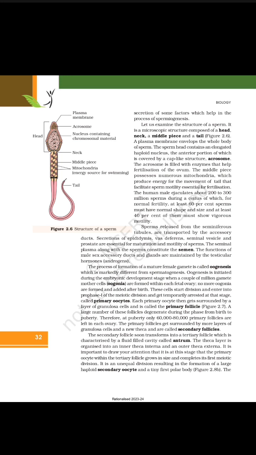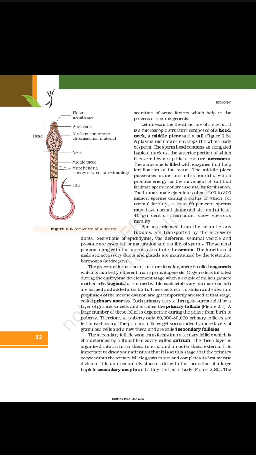Let us examine the structure of a sperm. It is a microscopic structure composed of a head, neck, a middle piece, and a tail. A plasma membrane envelops the whole body of a sperm. The sperm head contains an elongated haploid nucleus, the anterior portion of which is covered by a cap-like structure, the acrosome. The acrosome is filled with enzymes that help fertilization of the ovum. The middle piece possesses numerous mitochondria which produce energy for the movement of the tail that facilitates sperm motility.